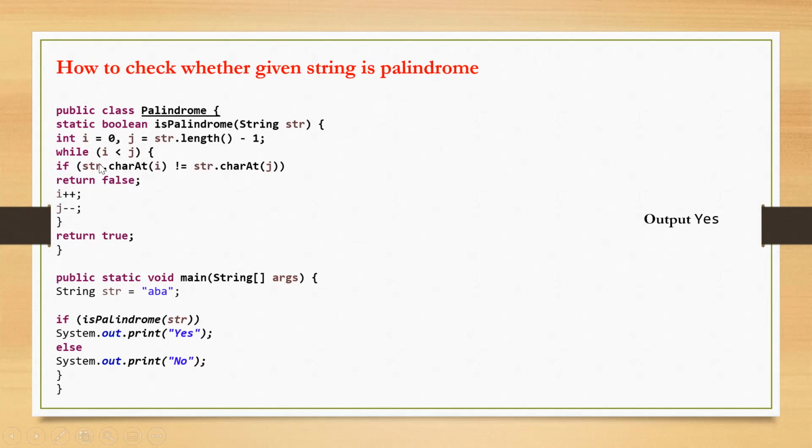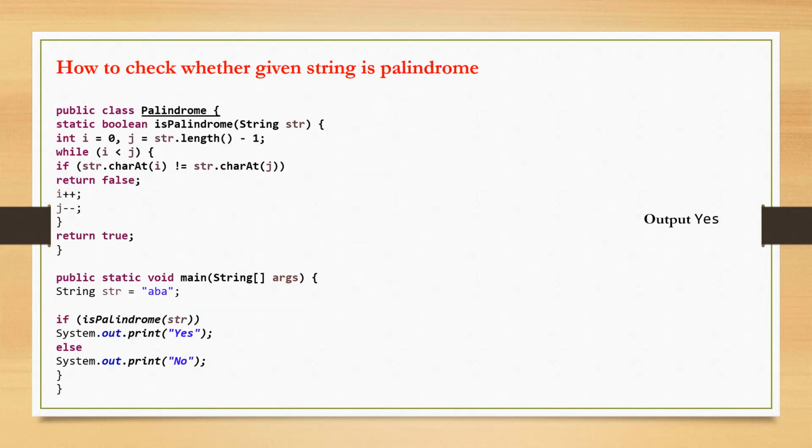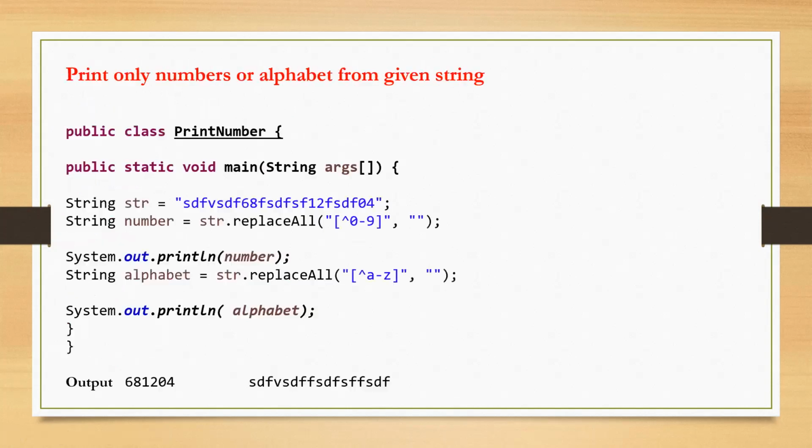You can see the condition we have given here: if str.charAt(i) is not equal to str.charAt(j), from start to end, please return false. Else it will just go I plus plus, J minus minus, from first to last and from last to first, and then it will give true. This is the logic for palindrome. We have passed ABA, and the reverse of ABA is ABA only, so that's why it gave palindrome.